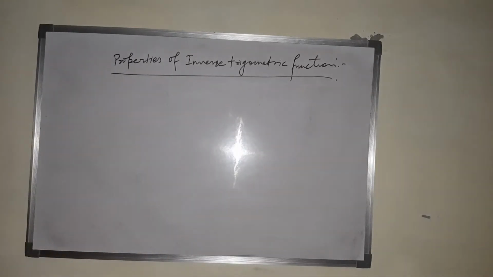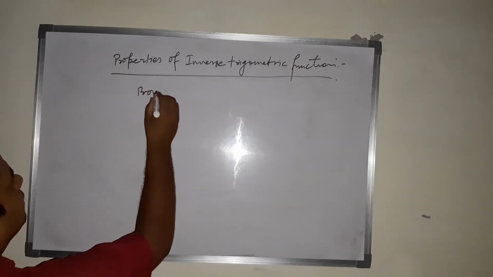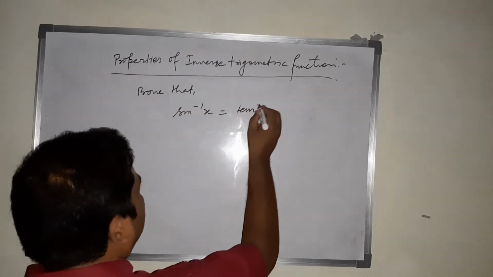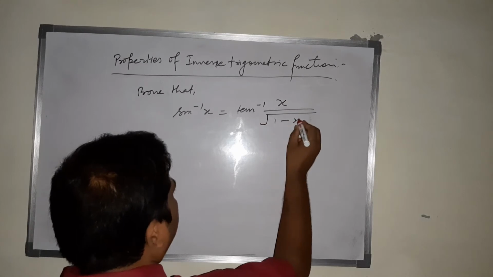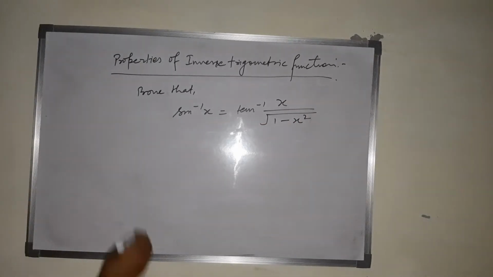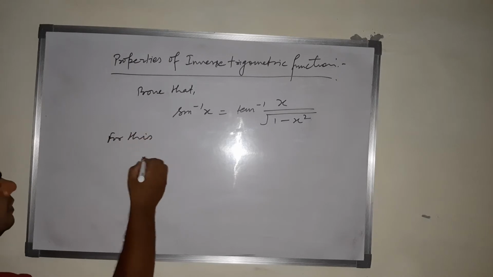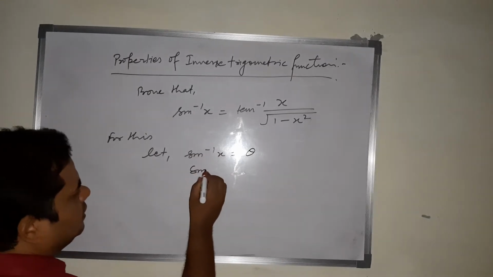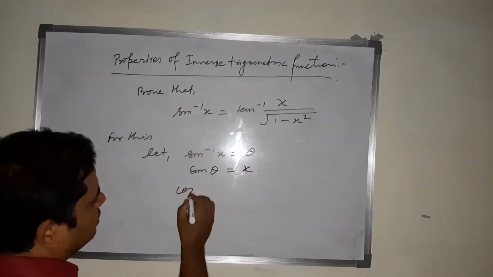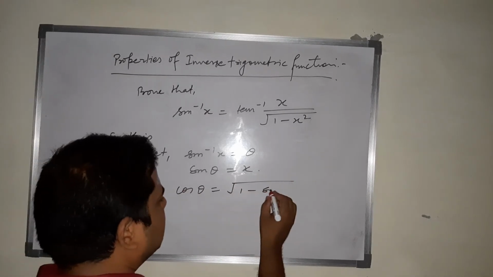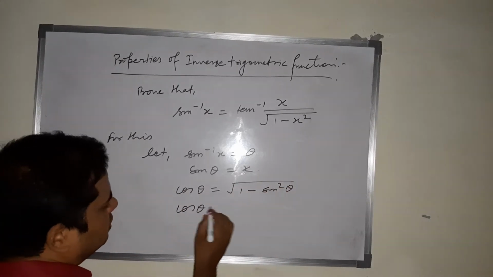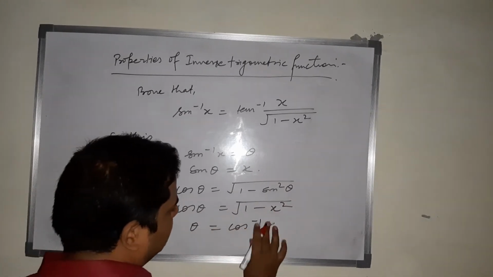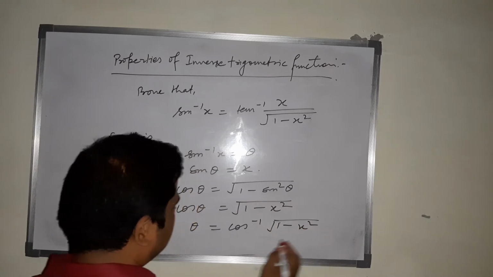Sin inverse x can be written as, prove that sin inverse x is equal to tan inverse of x upon root of 1 minus x square. So for this, let sin inverse x be equal to theta. So sin theta is equal to x. Cos theta is equal to root of 1 minus sin square theta. So cos theta is equal to root of 1 minus x square.